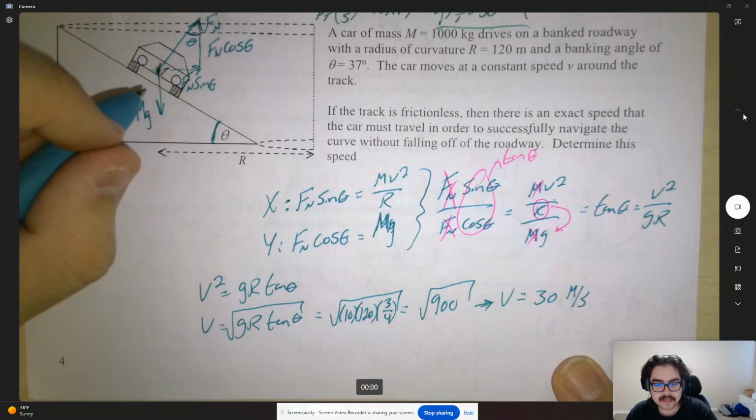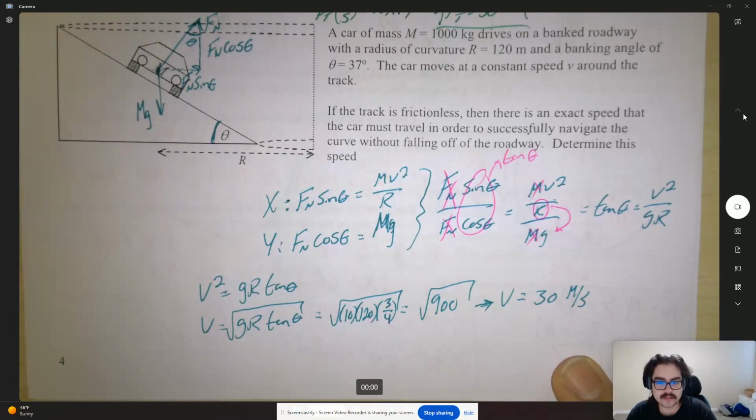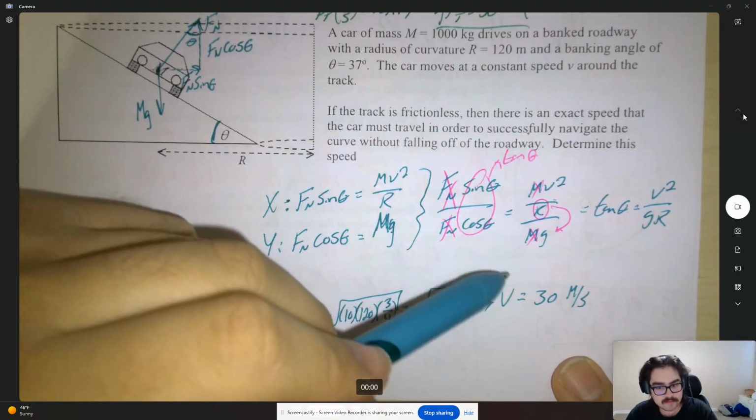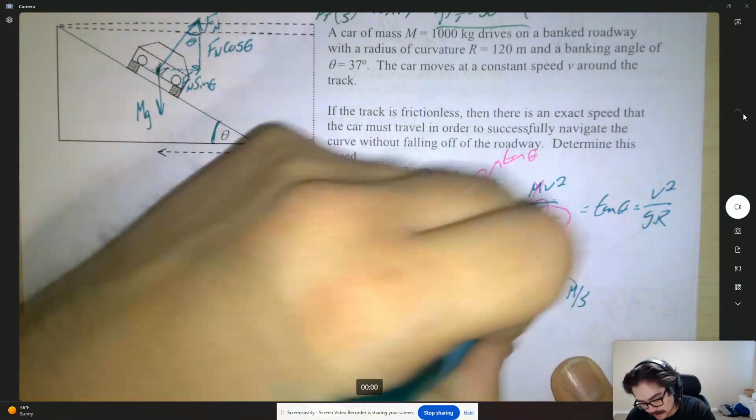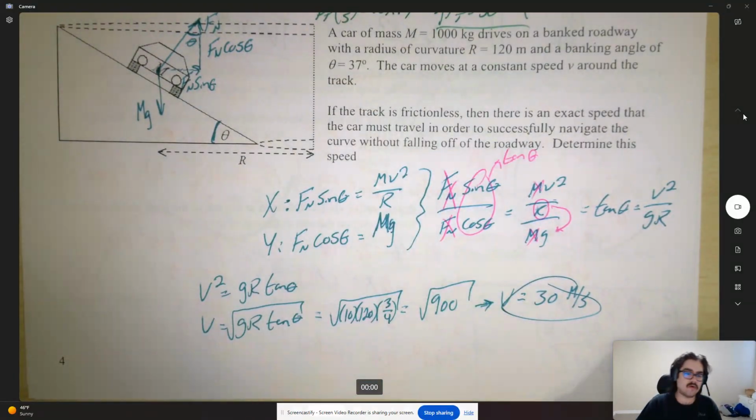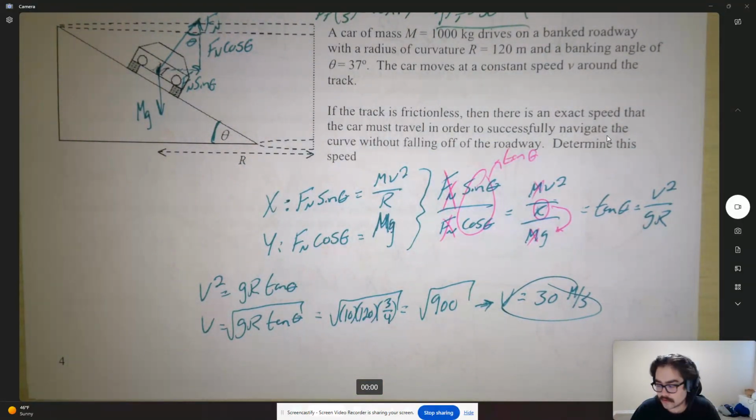This is the exact speed that the car must travel to successfully navigate the curve without falling off if there's no friction. So the car needs to go 30 meters per second, and it will be able to complete the curve without having to worry about any friction or slipping off. Wow, that was a little bit more involved, but I think it was kind of fun.